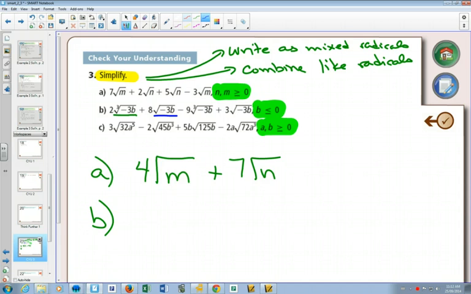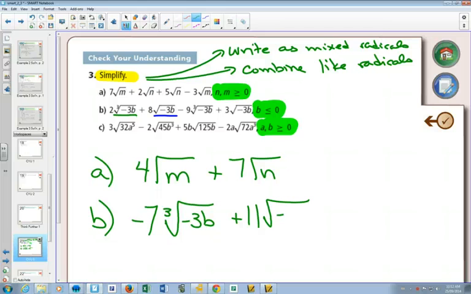So when we combine this one, I have 2 cube roots here minus 9 cube roots there. That would leave me with negative 7 cube roots of the negative 3b. And with my square roots, I have 8 of them, and later I add 3 of them, so that's 11, giving me 11 of them. And so we have combined our like terms. They're all written as mixed radicals. We have simplified this.